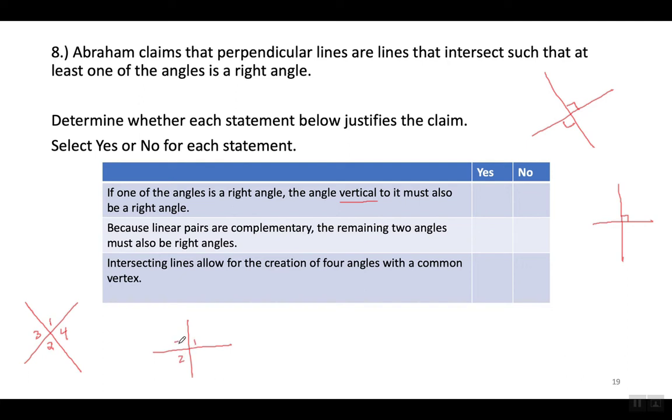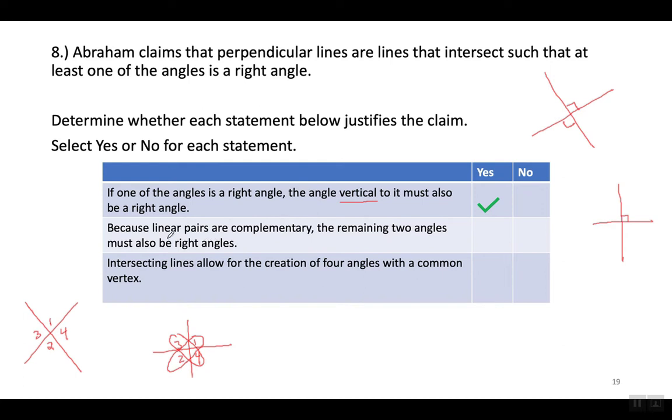If I write it like this, same thing, okay? 1, 2, 3, 4. Angle 1 equals angle 2, angle 3 equals angle 4. Angle 1 and 2 are vertical angles, and angle 3 and 4 are vertical angles. Okay? So if one of the angles is a right angle, so let's use this example right here, the angle vertical to it must also be a right angle. Yes, that is true. Yes.